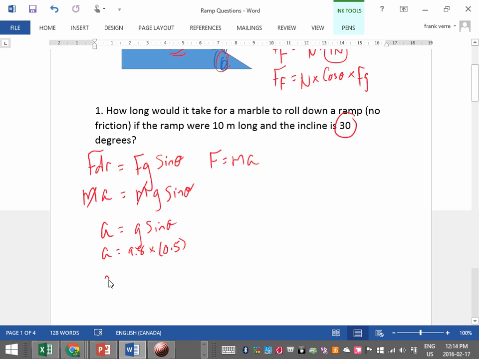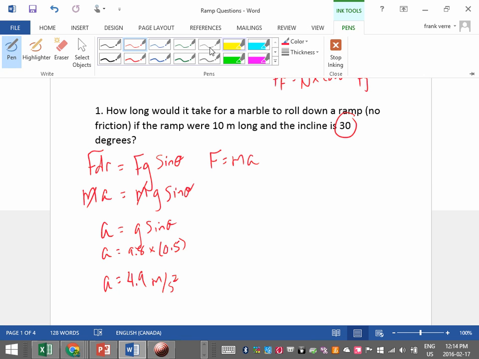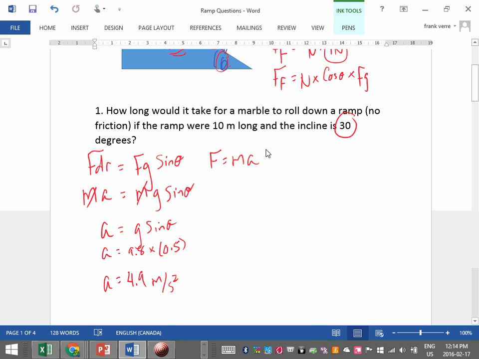Okay. So that means the acceleration down the ramp is 4.9. So far, so good. Change the color. So this is what we know now. We have the acceleration, 4.9. The distance is 10 meters. Acceleration is 4.9.